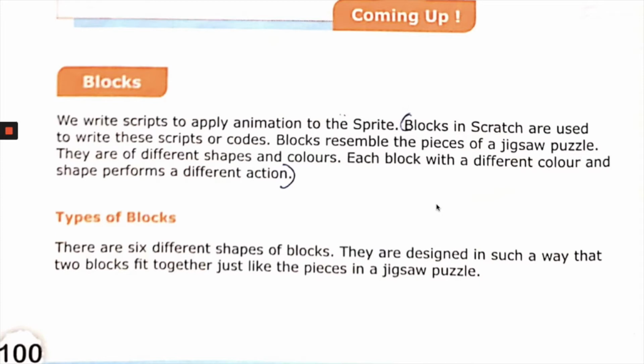Types of blocks. There are 6 different shapes of blocks. They are designed in such a way that 2 blocks fit together just like pieces in a jigsaw puzzle. When you were young, you used to do puzzles. There were small blocks which you used to construct together to get the final image. Similarly, these blocks are like pieces of a jigsaw puzzle which you need to fit in the correct order in order to get the required output.